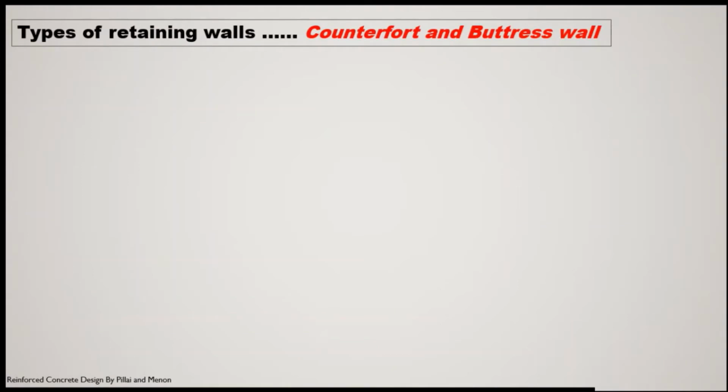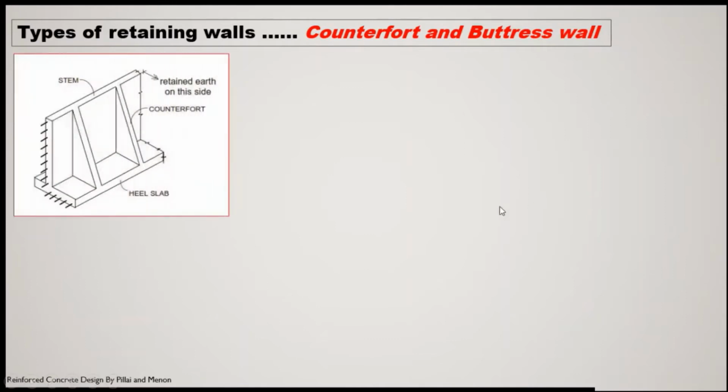Now another prominent type of retaining wall which we will discuss is the counterfort retaining wall and buttress wall. Now you see the figure here. You will find there is a stem. It is just like a cantilever wall, similar to the earlier wall. The cantilever portion is there. That means this is the stem. Now the heel slab is there. Up to this it's okay.